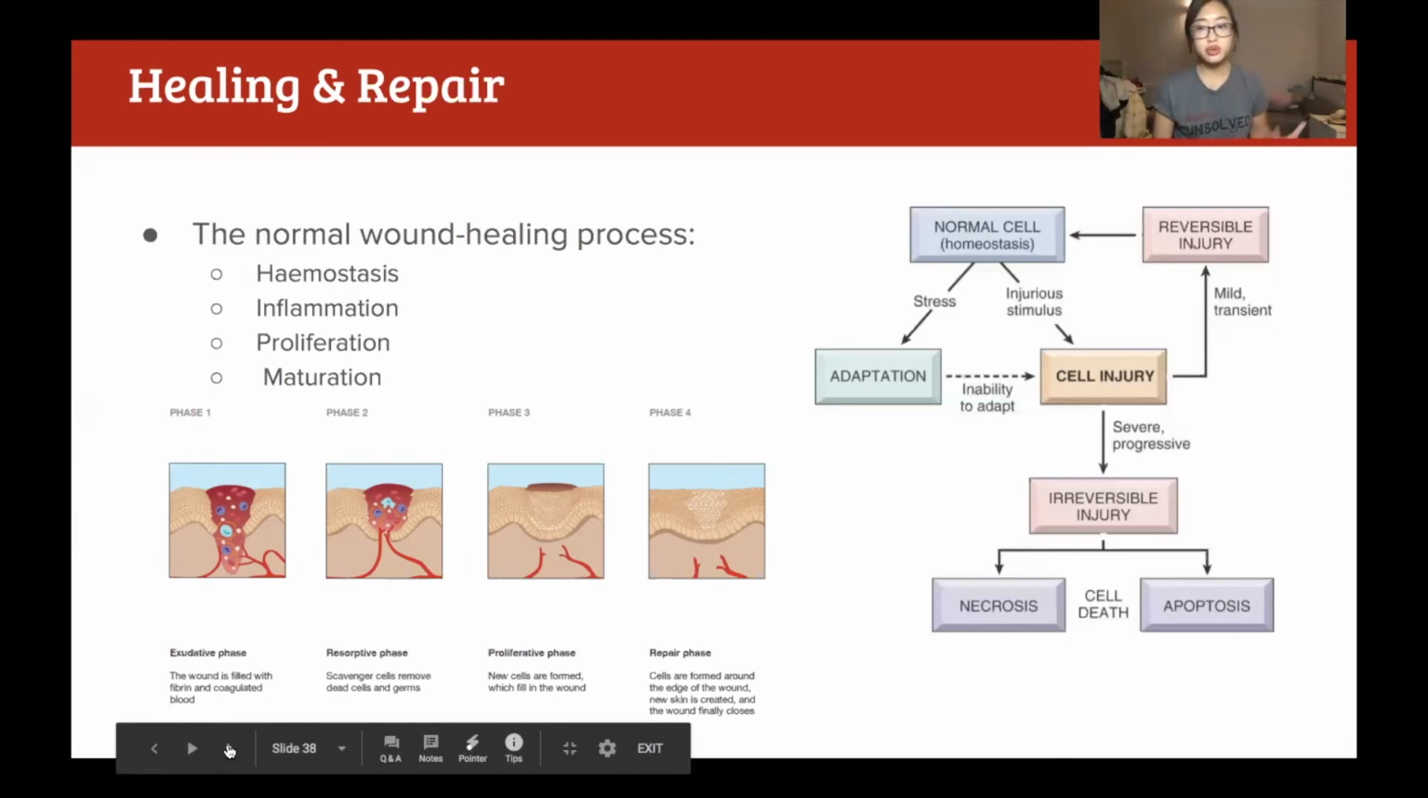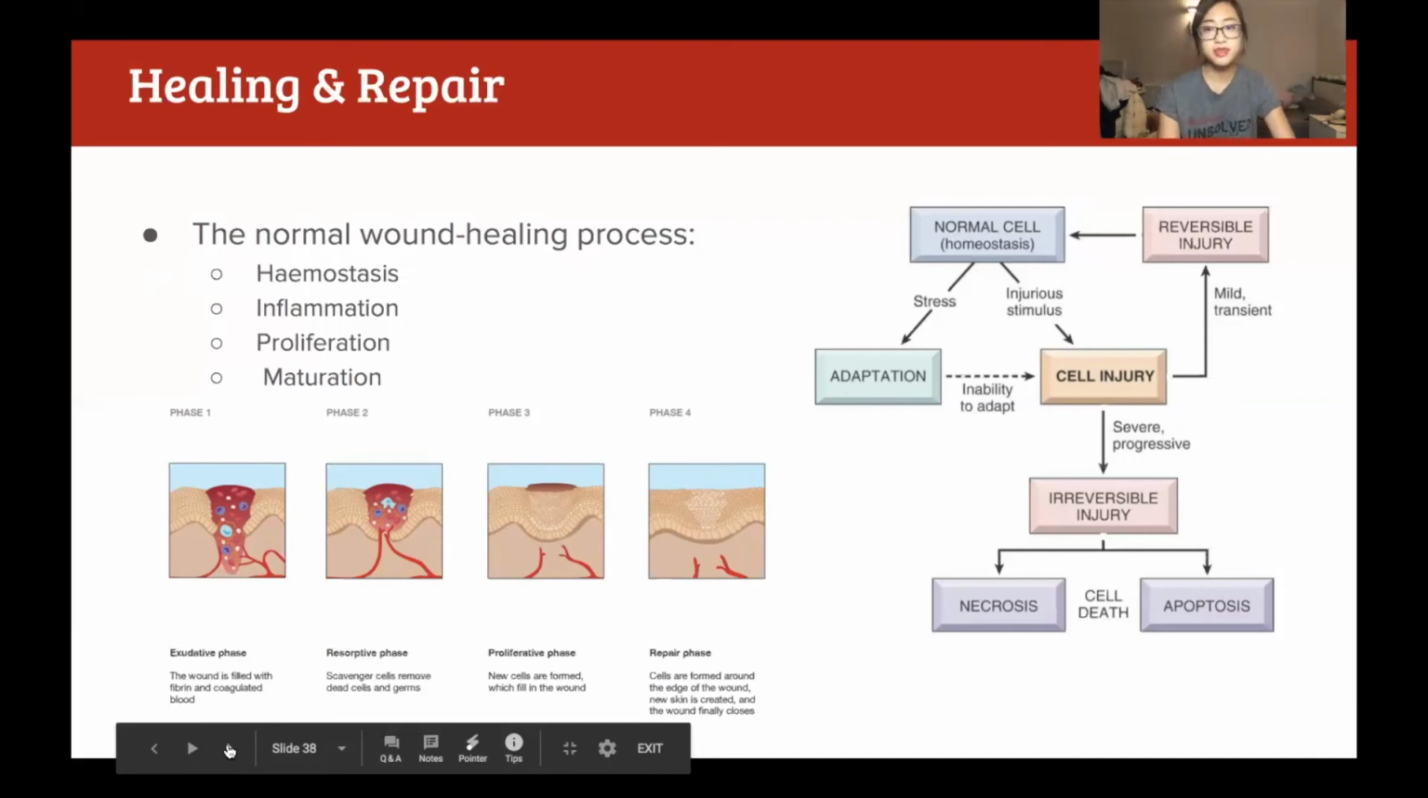So basically the normal wound healing process is that first you have hemostasis, which is exactly what you guys have learned I think about 2 weeks back. You will also have inflammation, which you guys have also learned about. You would have proliferation, and then you would have maturation.